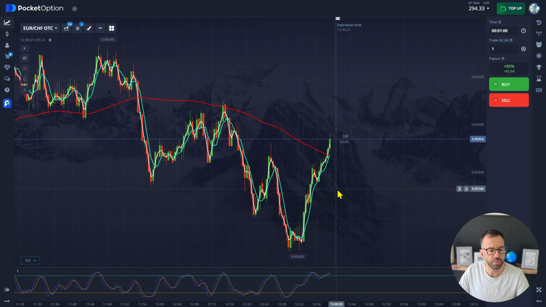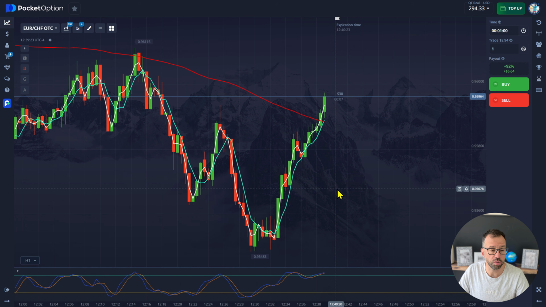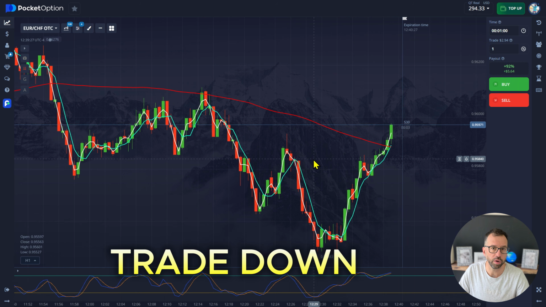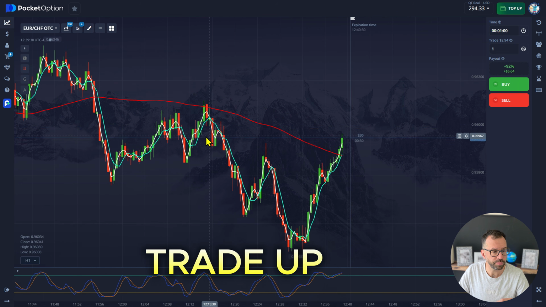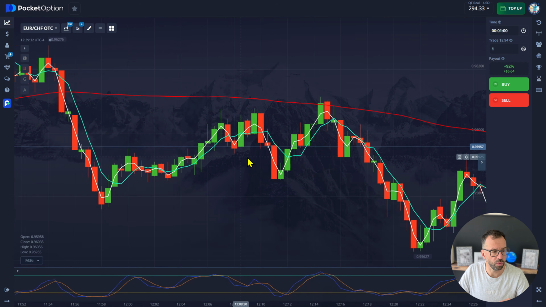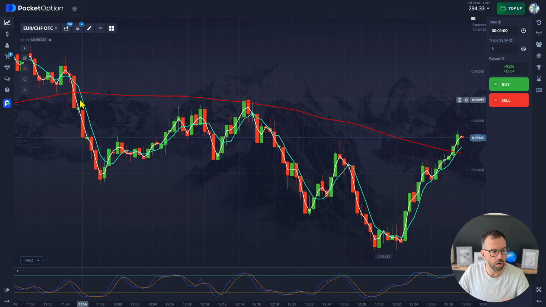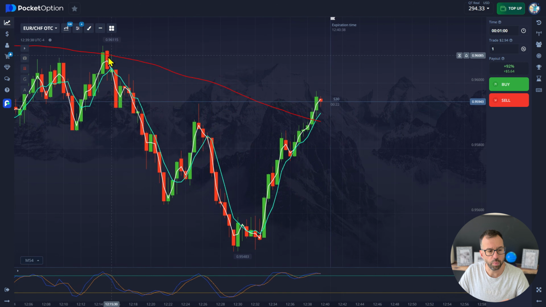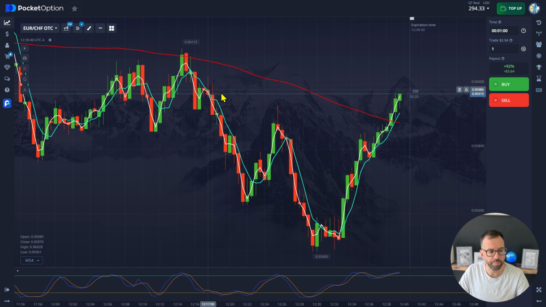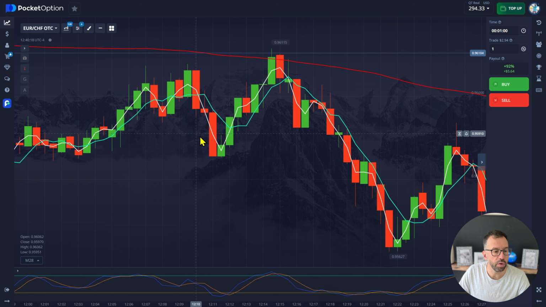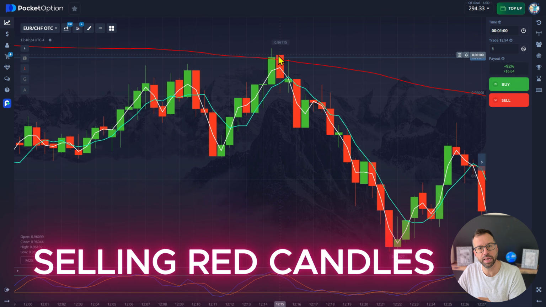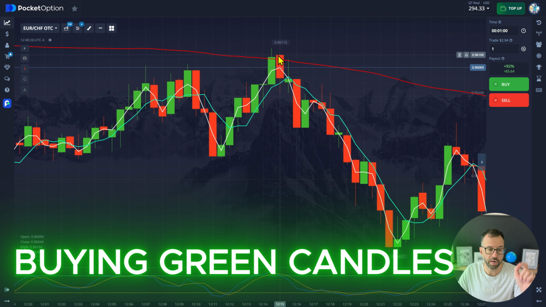But for most of you beginners, to make this super simple, we're going to trade with the down or we're going to trade with the up. What we are looking for right here is when we are under the red, we are in a downward momentum. We are not going to buy on green. If we're under the red, we're not buying green candles. We're only selling red candles. Selling red candles under red, buying green candles over red.